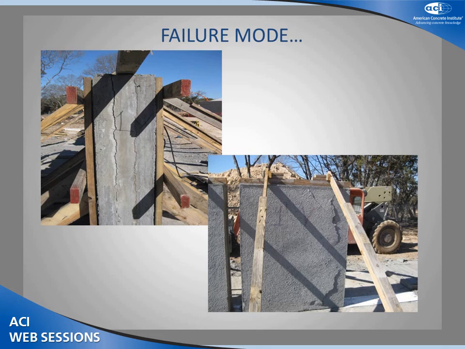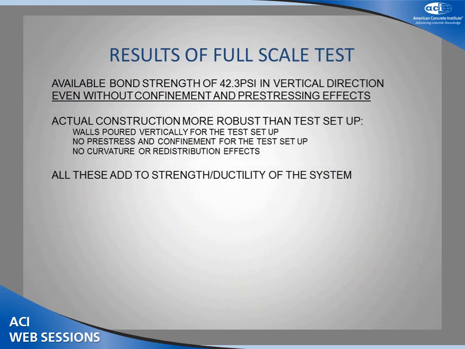So with this system, a lower bound solution, if you can mobilize full strength of the base cable, then for sure you know that in actual construction you are going to be able to do that. And the results are, I got about 42 psi of bond in vertical direction, even without confinement and pre-stressing effect. And actual construction is much more robust, adding to system strength and ductility.